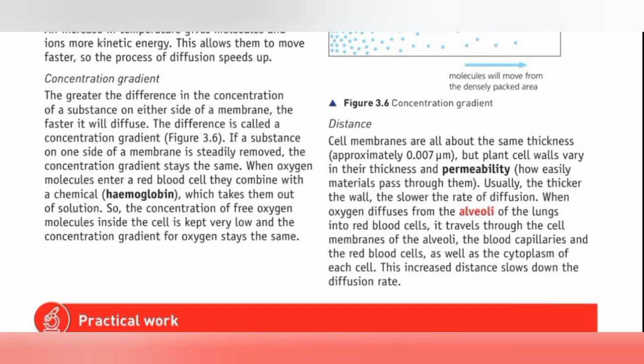Let's summarize today's lesson about diffusion. Diffusion is the movement of particles from high concentration to low concentration without using energy. It is important for respiration, photosynthesis, absorption, and excretion. The rate of diffusion depends upon surface area, temperature, concentration gradient, and distance. So students, this was our complete lesson on diffusion from chapter 3, movement into and out of cells.